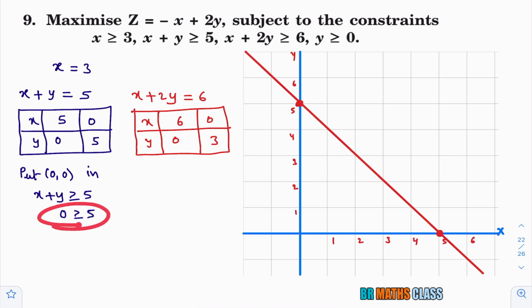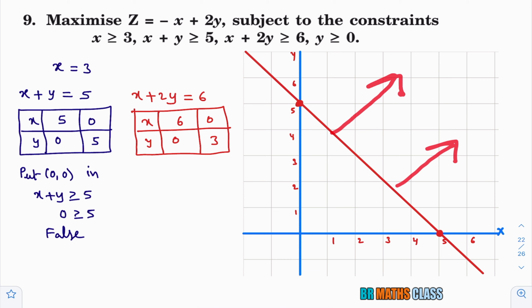Is 0 greater than or equal to 5 true or false? Actually, 0 is less than 5, so it is false. As you got false here, which side will you shade? If it is true, we will shade the origin side. As it is false, we will shade the non-origin side. You observe here, this is the non-origin side. We need to shade this side.